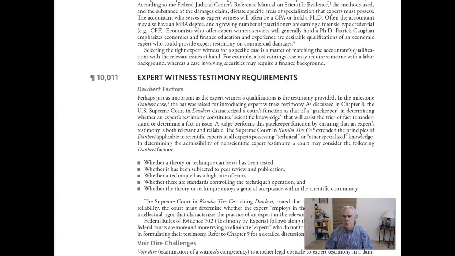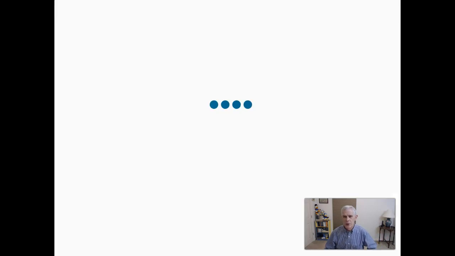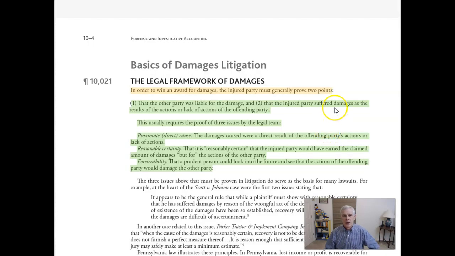Next page. The next page is sort of review of what we had in other chapters, so you can read that. And now let's get into some basics of litigation. Now, in order to win an award for damages, the injured party, in other words the plaintiff, must generally prove 2 points. Number one, that the other party was liable for the damage, so the other person's action caused damage to me, let's say, and that the injured party, me, actually suffered damages as a result of the actions or lack of actions of the offending party.